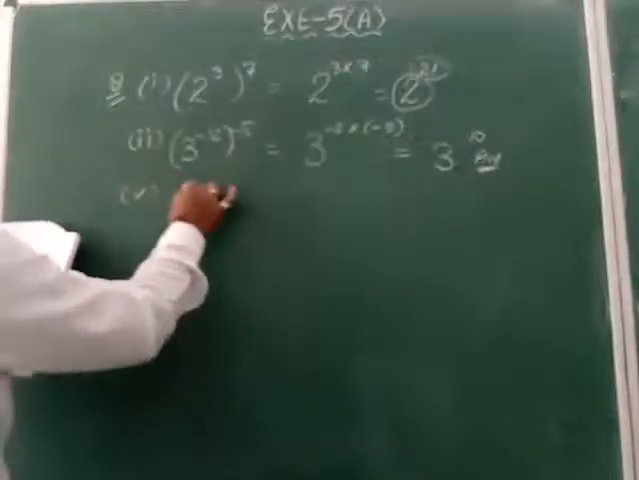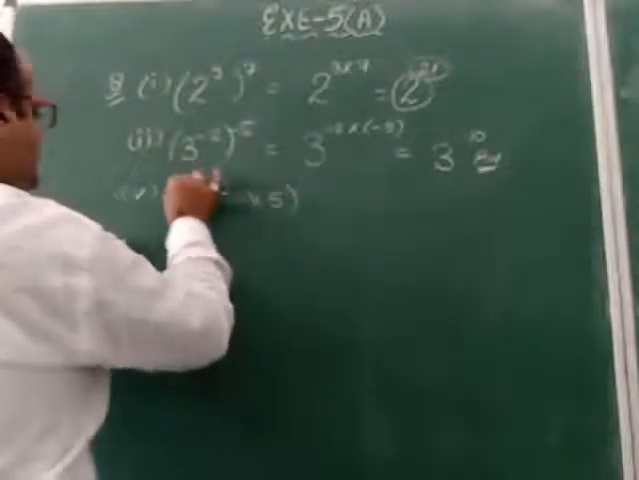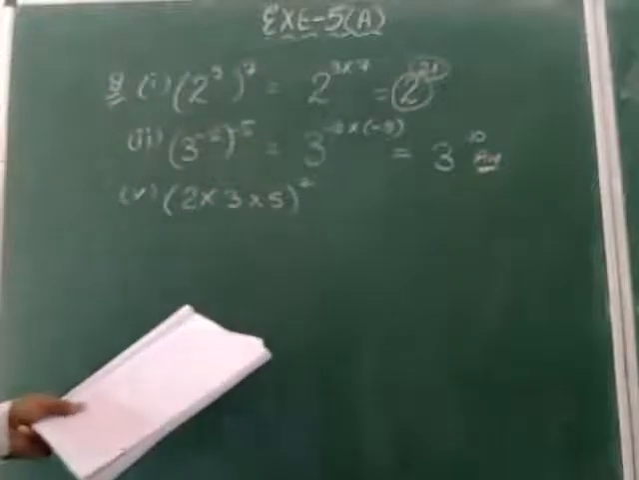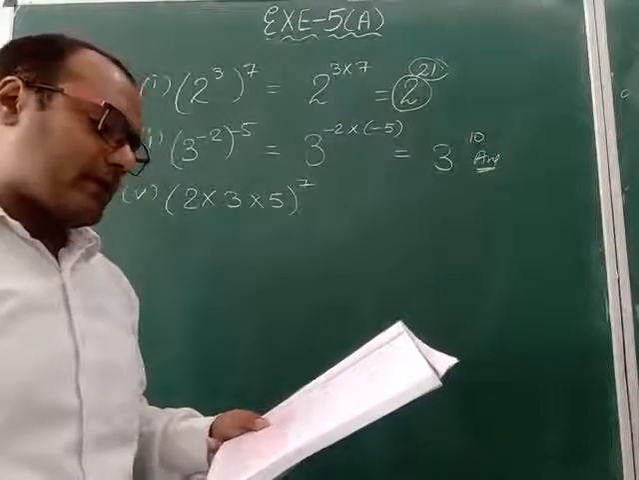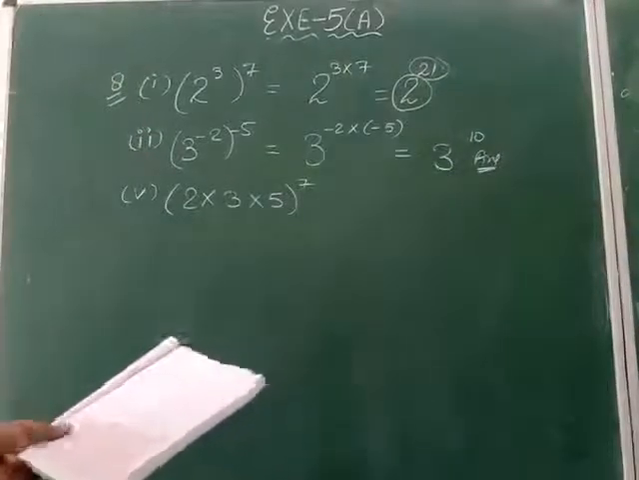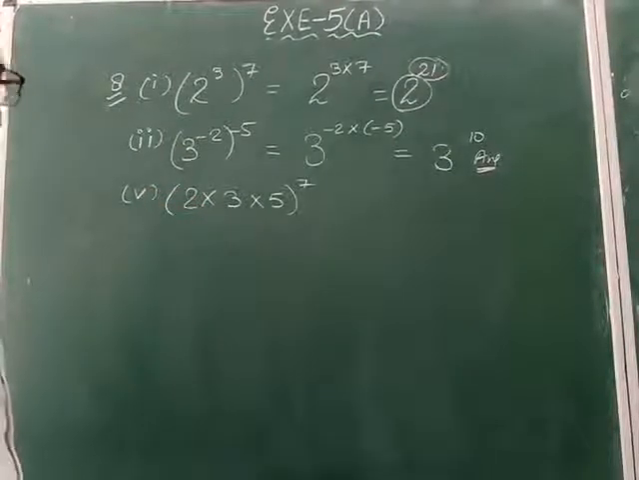5th. 2 multiply 3 multiply 5, power 7. The heading of the question is: write each of the following as a power of a prime number. We have to take a power of a prime number. So what do we have to do here? If we multiply these numbers, then we will not get a prime number.